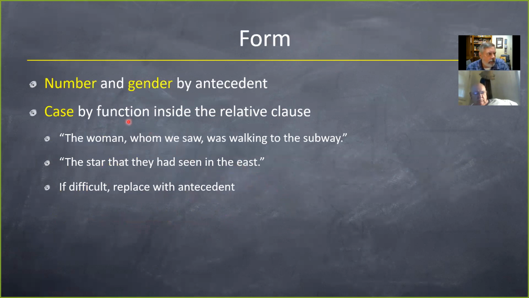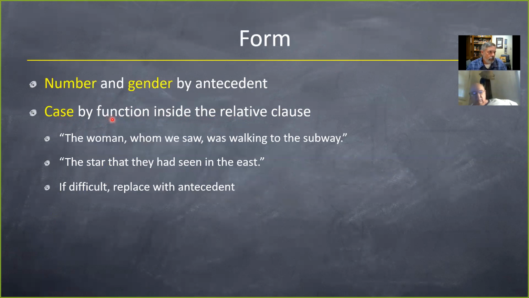It gets a little confusing here, and let's remember first that the number and gender of the relative pronoun is defined by its antecedent, what it's replacing. So if its antecedent is masculine, then the relative pronoun is going to be masculine. If its antecedent is singular, the relative pronoun will be singular. That's pretty straightforward. However, the case, in other words, nominative, genitive, dative, or accusative, is determined by its function inside the relative clause. It does not go back at all to the antecedent. Its case is determined by how it functions inside the relative clause.